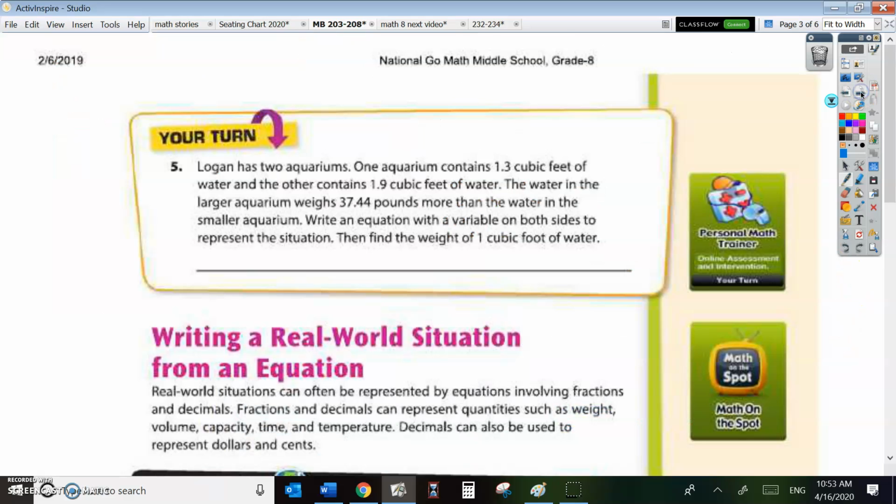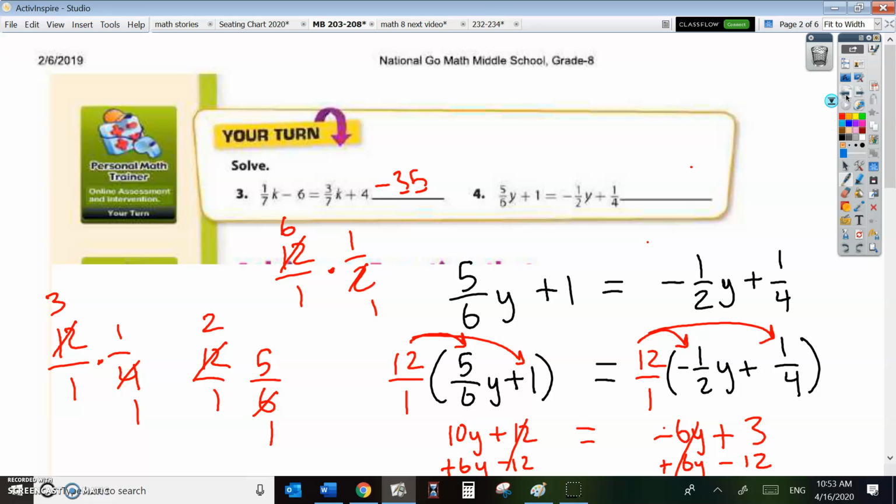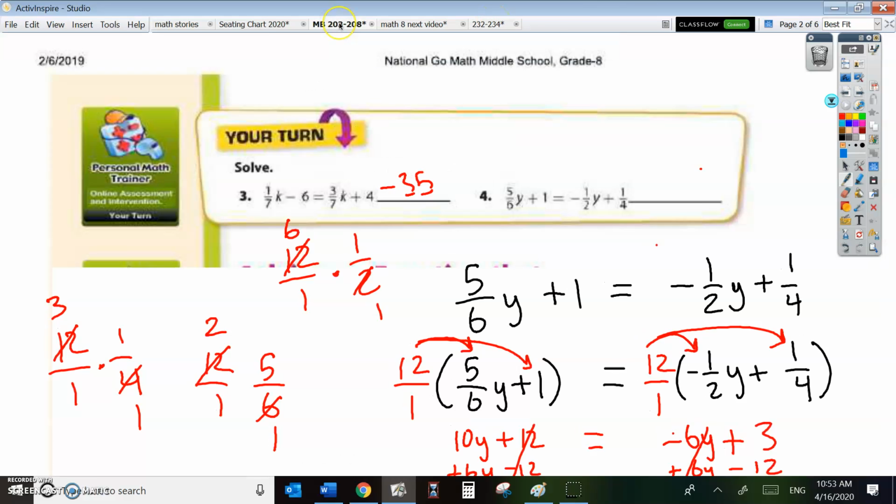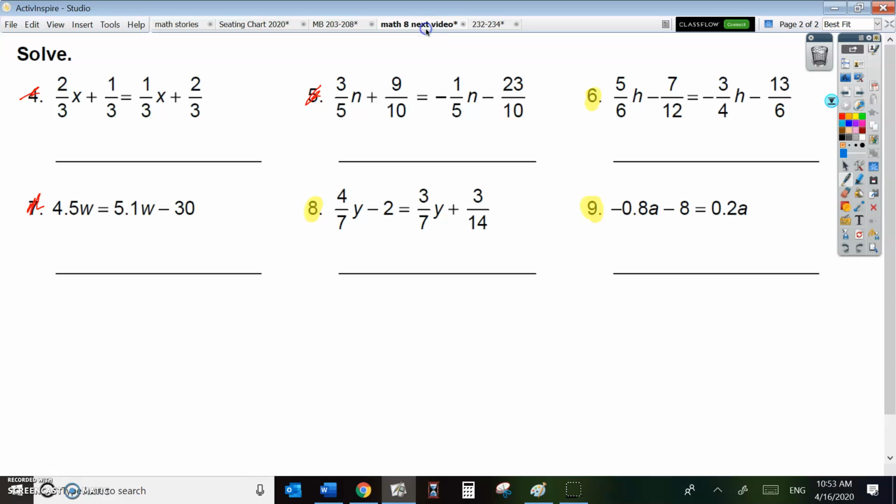Okay, now let's look at these problems. We're going to look at problem 6, 8, and 9. So pause the video and work problem 6. Okay, you've worked problem 6. Now I'm going to work problem 6 and help you out.